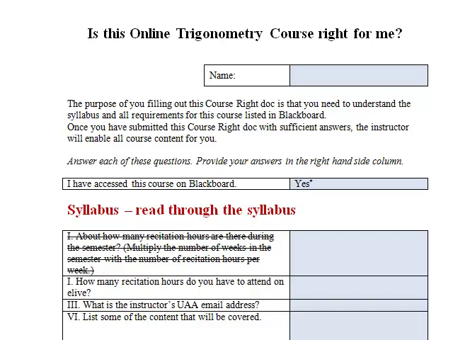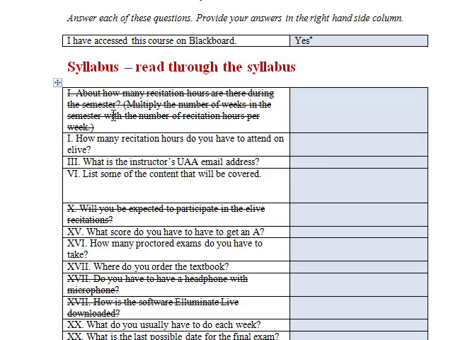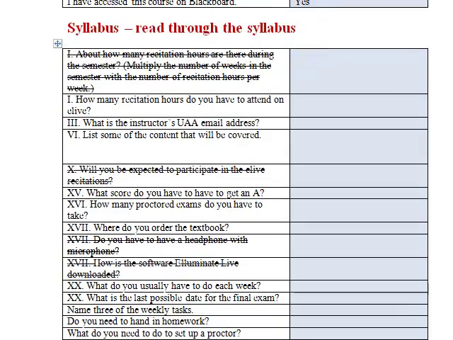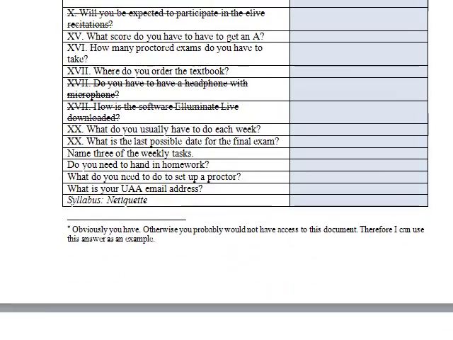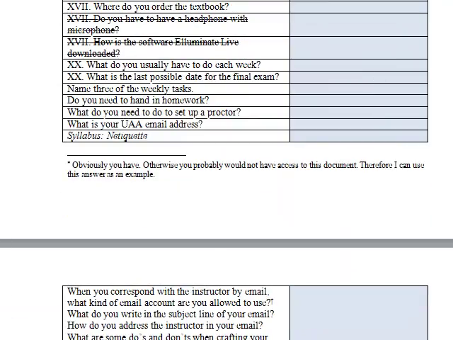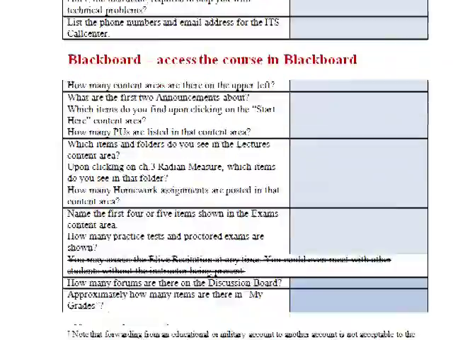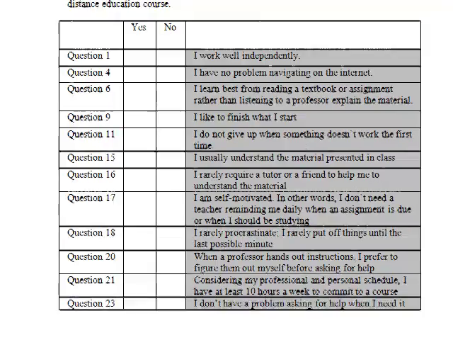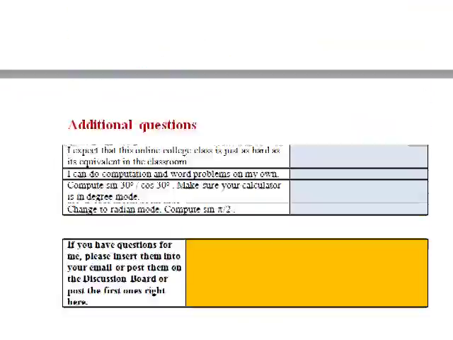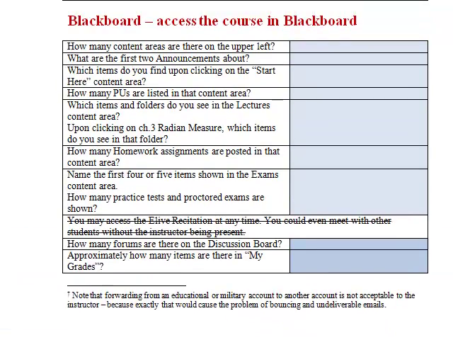So here is what you have to send to me. You have to read through the syllabus. The things that you see crossed out here may be crossed out, or maybe have to be filled in, depending on which semester I teach this in. So read through the syllabus, then fill out these colored blanks here: technical proficiency, and then Blackboard, and then a few more questions, be prepared, and then some additional questions. It should take up to an hour to fill this out.